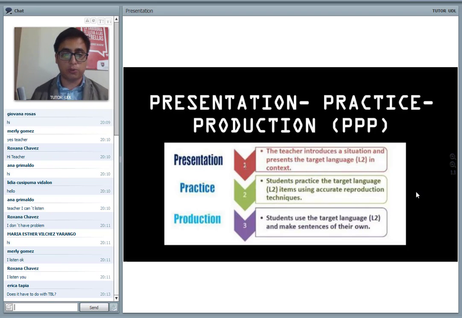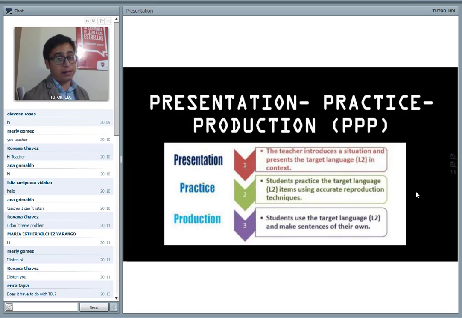So after you introduce the topic, maybe by giving examples, by giving a conversation, or any kind of activity you want, you have to make your students practice, all right? In order to know or improve what they learn from you during the presentation, right? So in the second step, that is practice, students practice the target language. Of course, they have to use different kinds of techniques in class, and they have to do something, right?